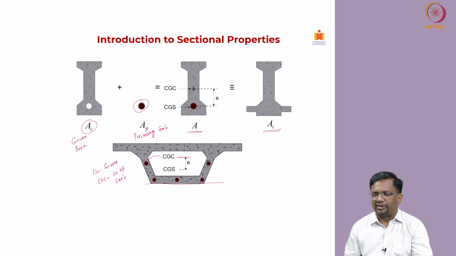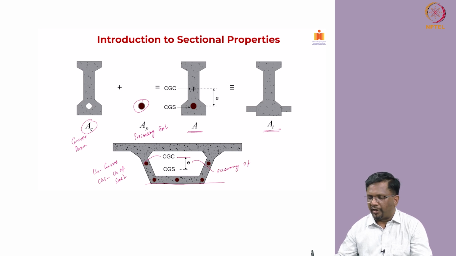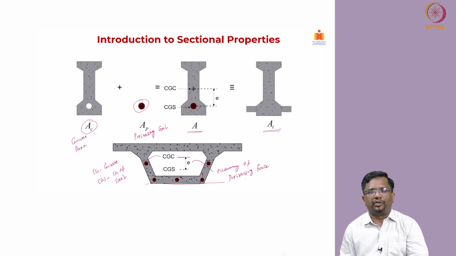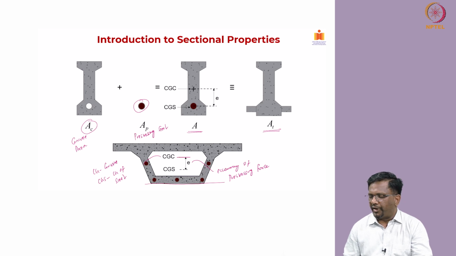Now, the distance between the CGC and CGS is the eccentricity of the prestressing tendon or the total prestressing force. So, this eccentricity is what will be used for calculating the stresses. In this way you calculate CGC separately from a reference axis, and CGS separately from the reference axis. The distance between them is the eccentricity of the applied prestressing force. So, these are the notations that we will be using in the calculations of losses in the coming slides.